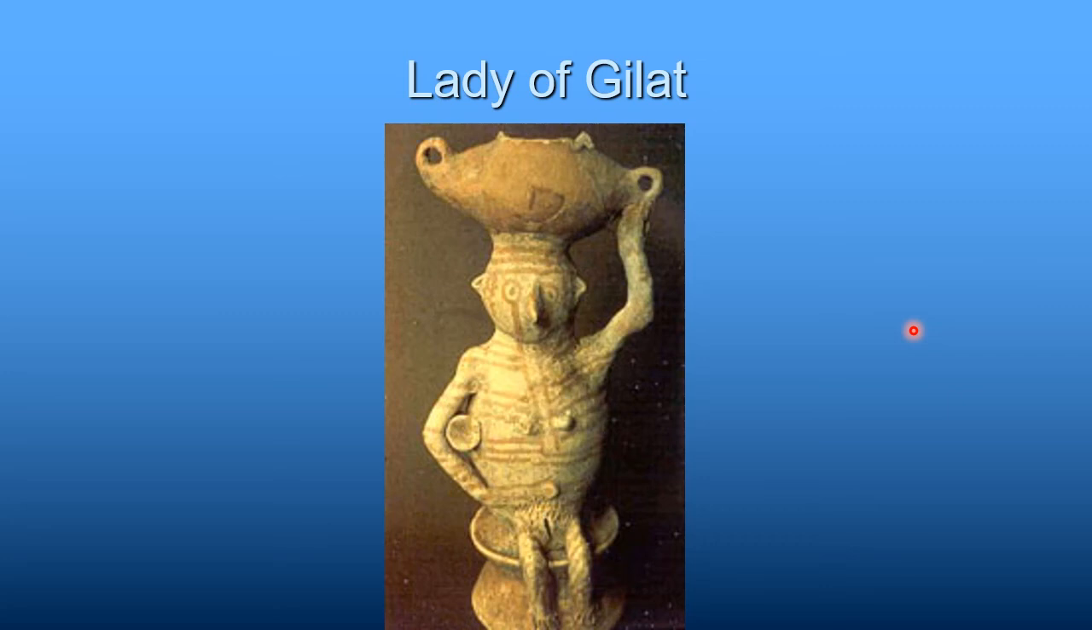So the Lady of Gilat is found in the Beersheba region, where we don't really find a lot of examples of these butter churns. She's a naked and somewhat stylized woman. It's often suggested that she's a goddess. She has very pronounced genitalia. She has a coronet under her arm and a churn on her head.